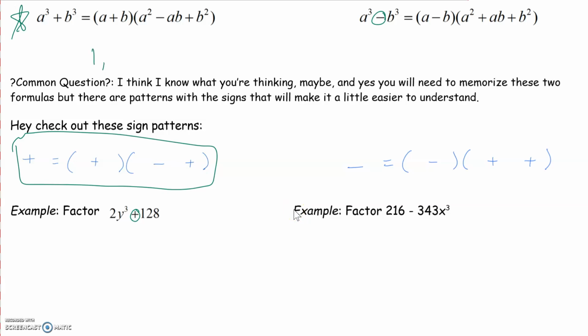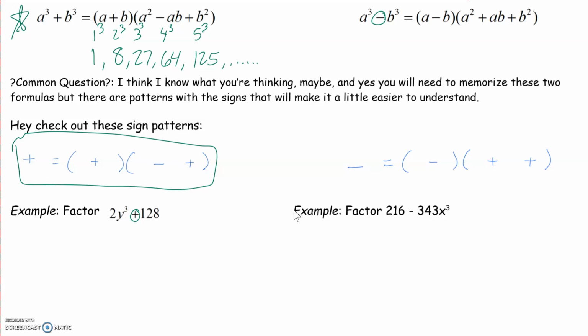2 cubed is 8. 3 cubed is 3 times 3 times 3, which is 27. 4 cubed is 64. 5 cubed is 125. Okay, and we can continue on, so on.